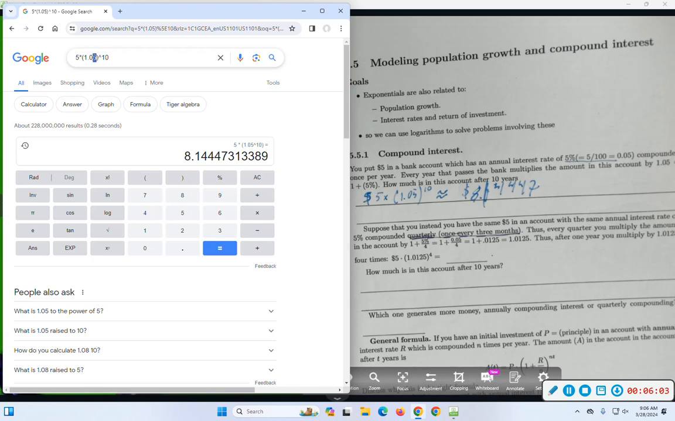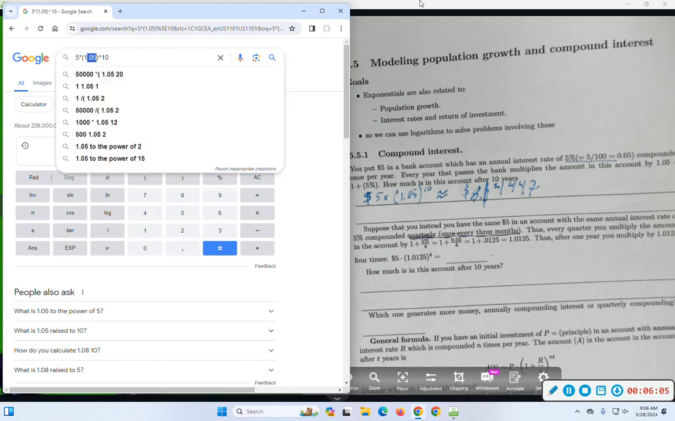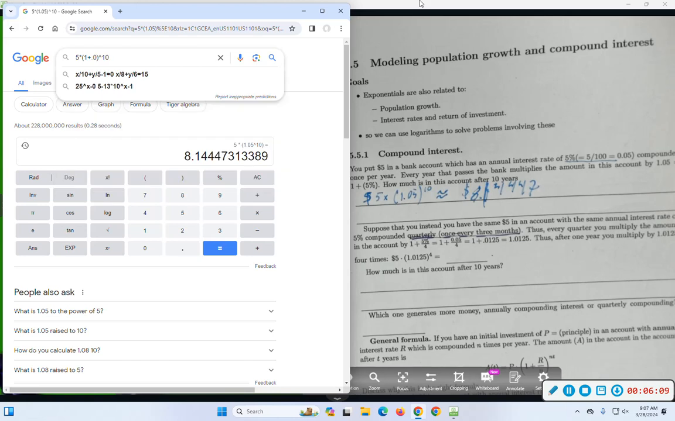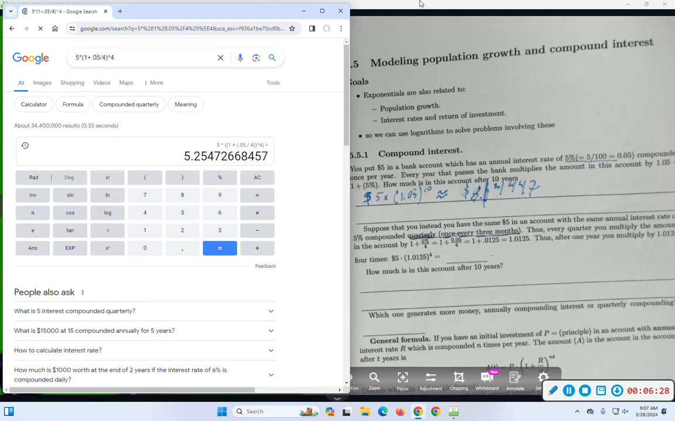But let's write this down. So in order to avoid making myself do the arithmetic incorrectly, there's the thing that I'm actually multiplying by: 1 plus 5%, but I'm dividing that 5% by 4. And now I want to raise that to the 4th because that's what it takes to multiply by something 4 times.